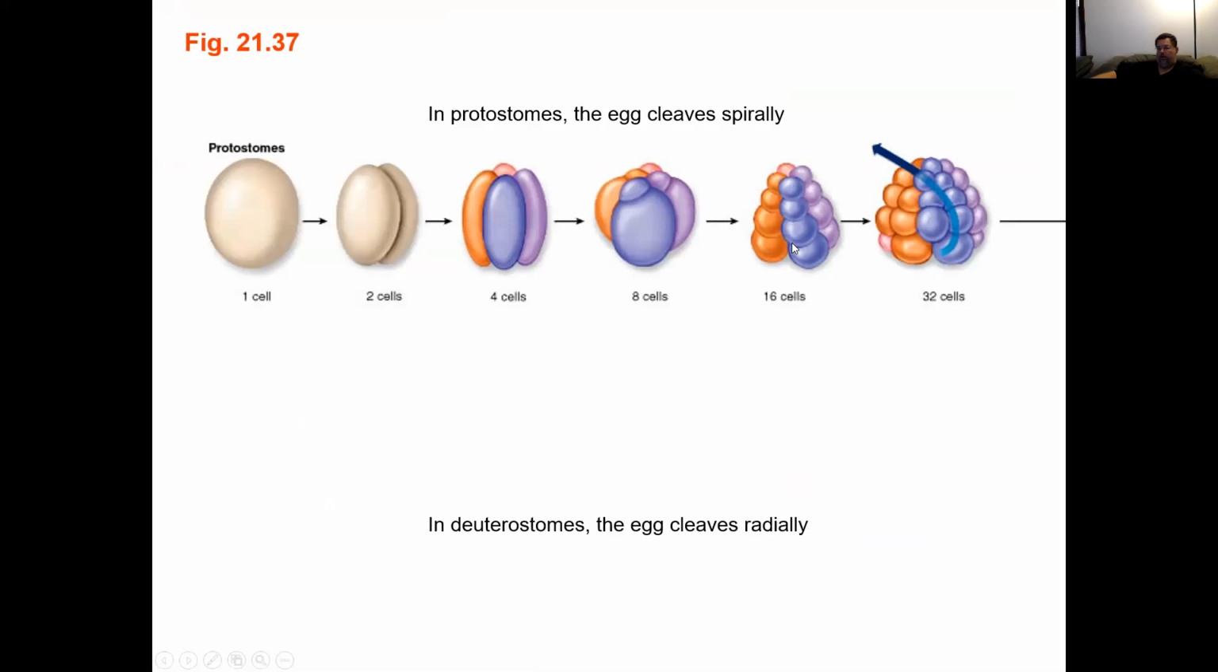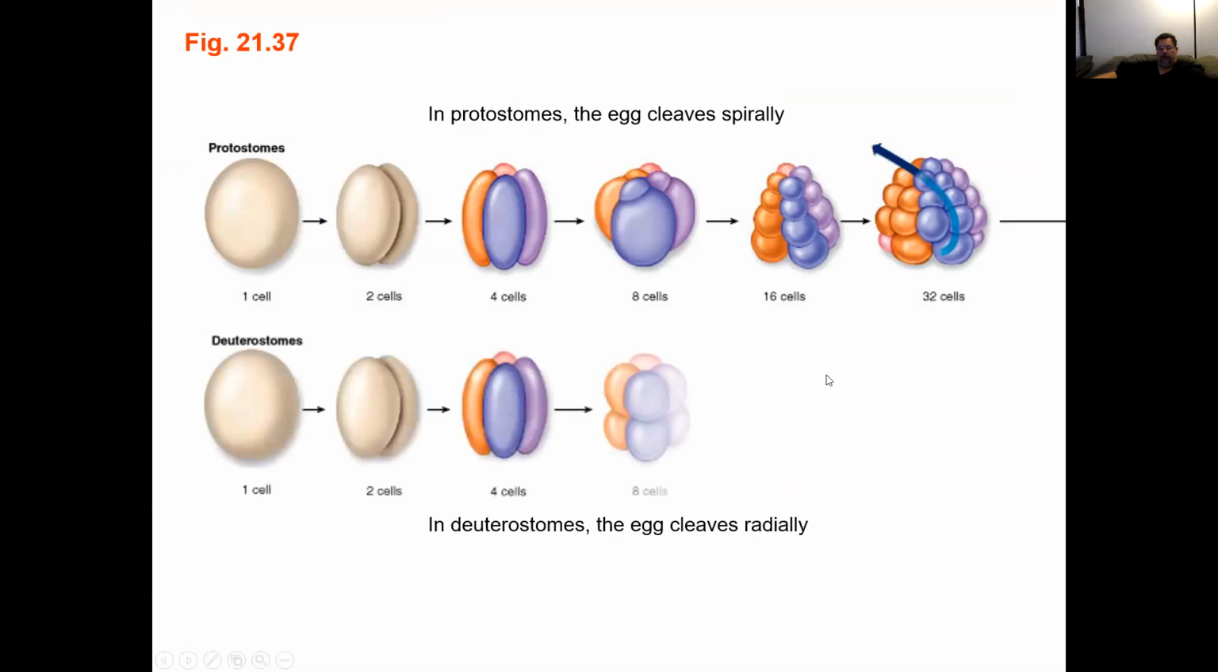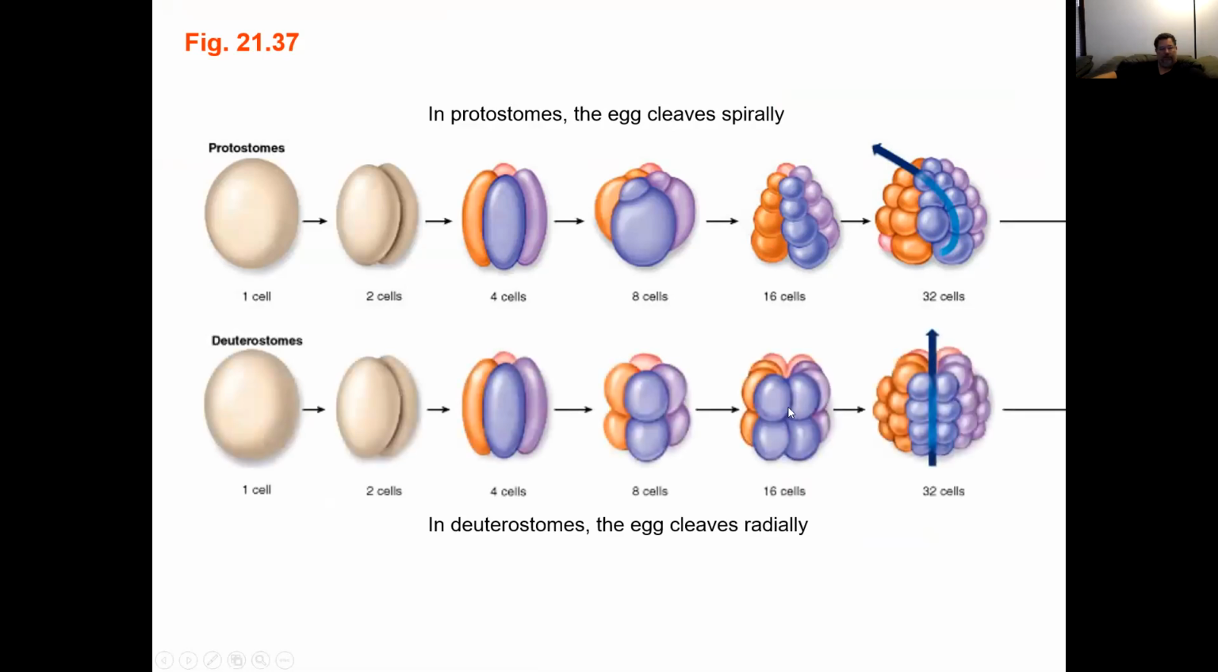And we actually start to call this spiral cleavage, because you're starting to see a spirally shape form as the cells continue to divide. Now, in the case of deuterostomes, we see something kind of similar initially.